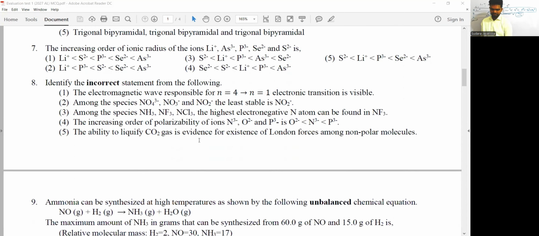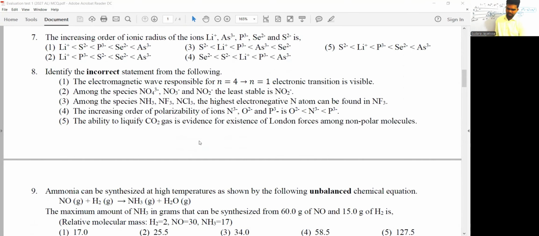Question number 8. That's a good one. There are 5 statements different from each other, coming from atomic structure, bonding, and everything. It's asking for the incorrect statement. Let's review that one properly. Look at the first statement: the electromagnetic wave responsible for the 4 to 1 transition is in the visible region.